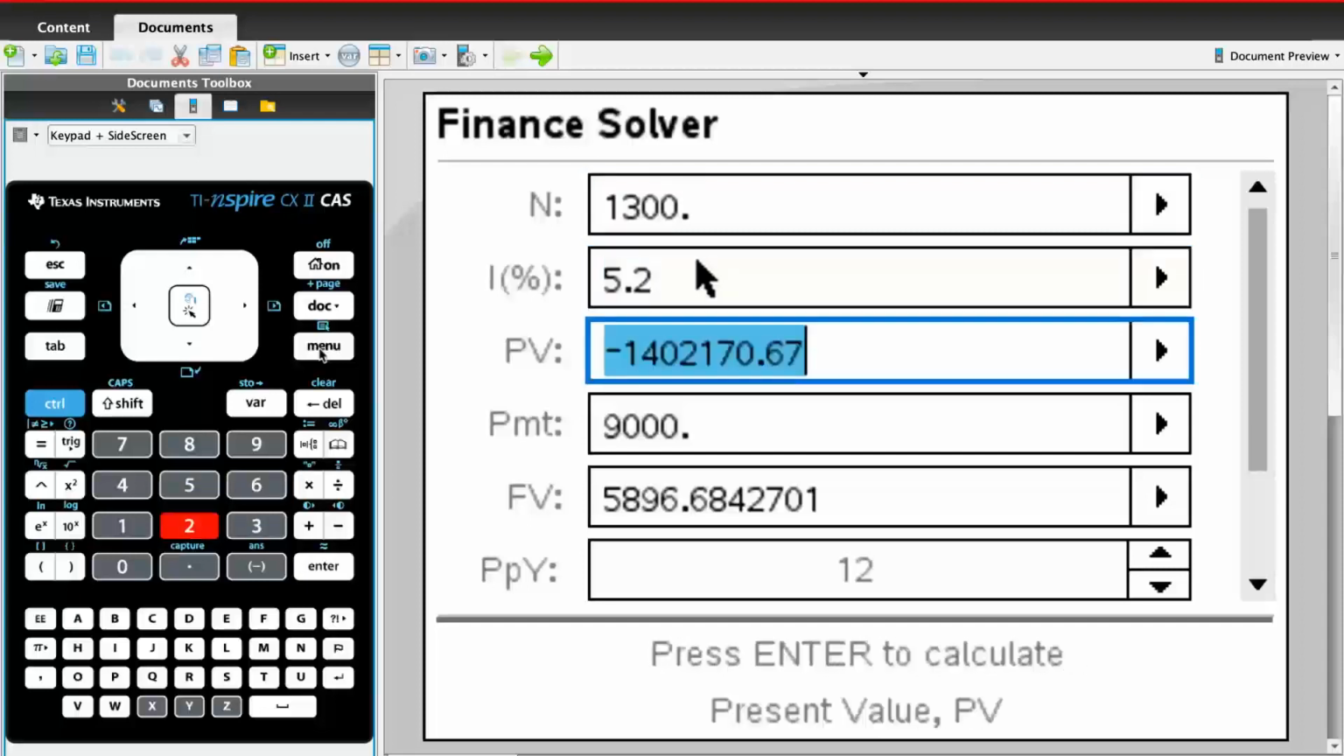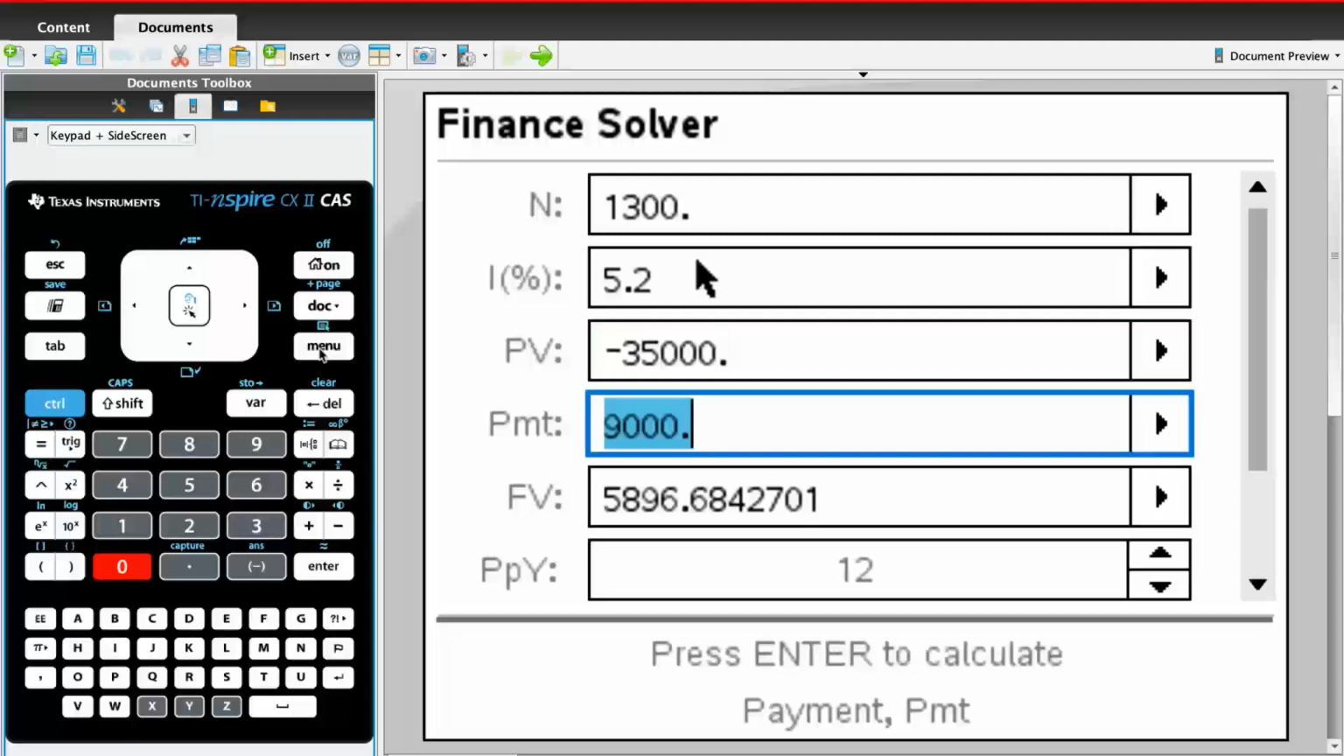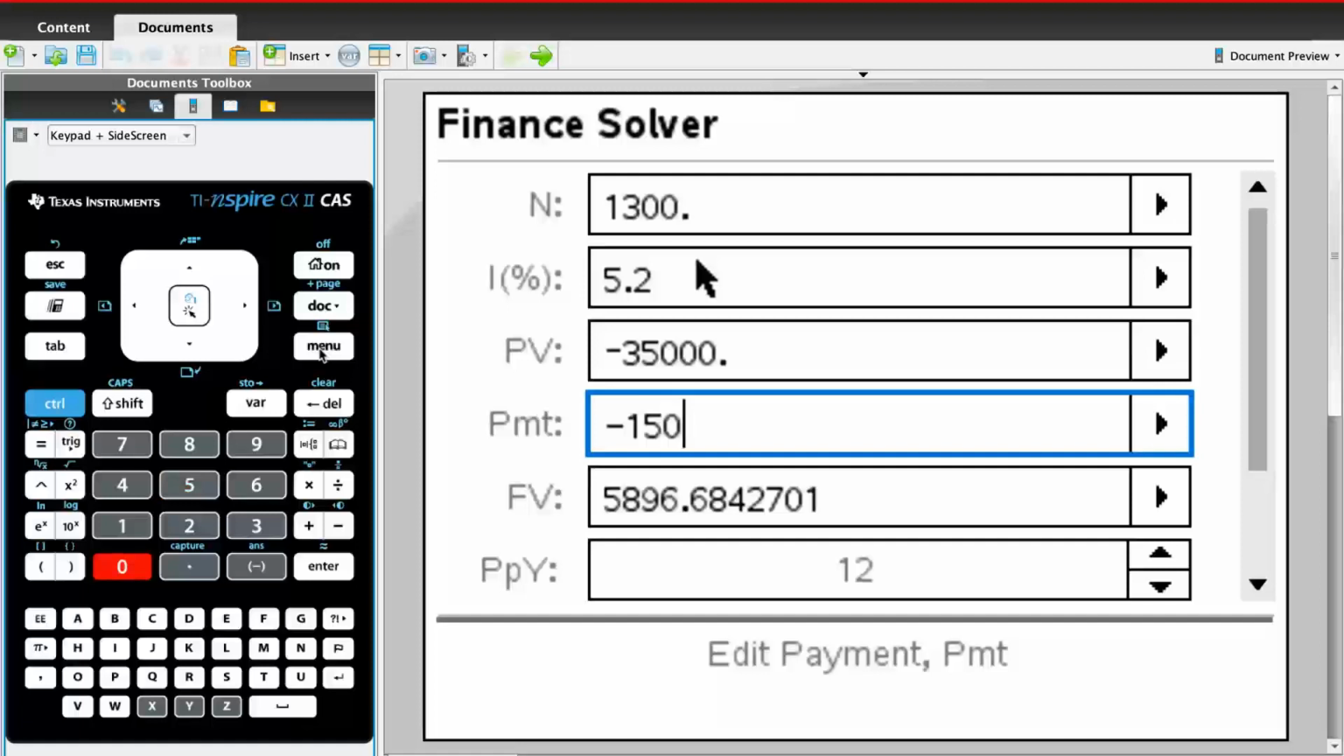The present value is the lump sum that he put in, and it's written as a negative because we're giving it to the bank. It's leaving us and going to the financial institution, so it'll be a negative. And in addition to that, he's making a payment of 150, and because it's a payment to the bank, it's leaving us and going to those. It's a negative experience, so we write negative for that.